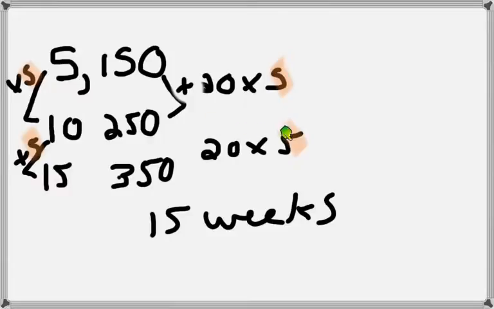So I just did that again: 20 times 5 again, added another 5 hours here, added another $100 here, and that's 350. So it's going to take him 15 weeks to get the total $350 he wants for the computer.